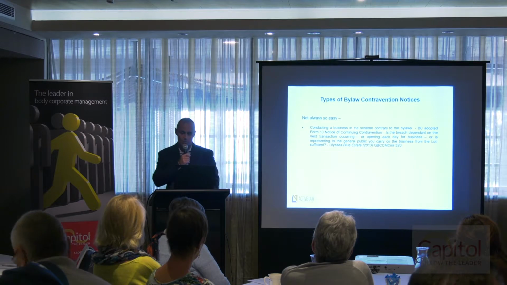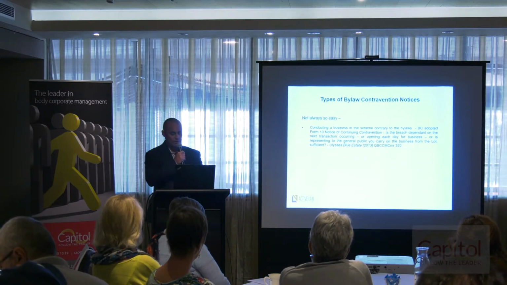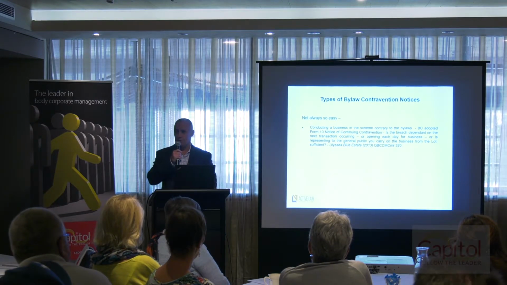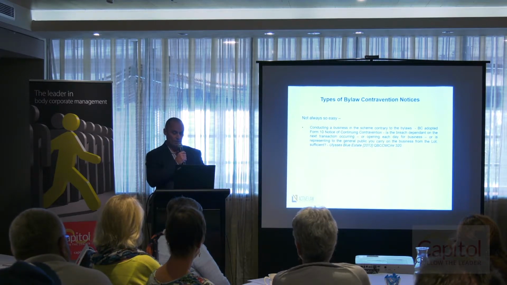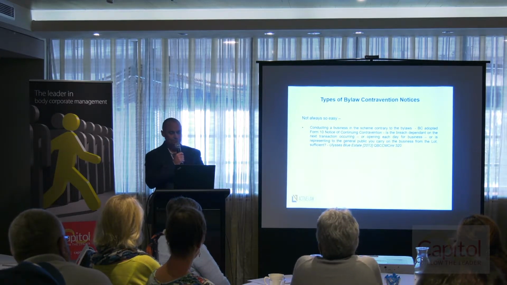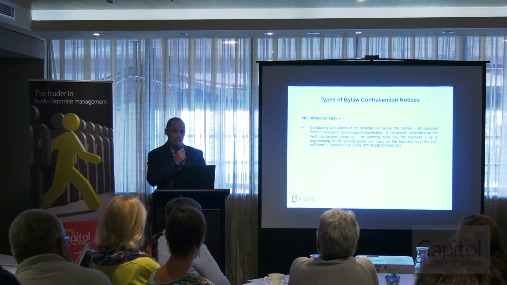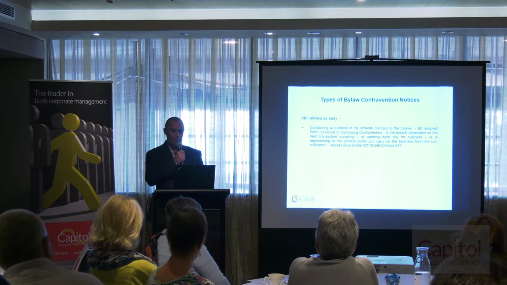Let's look at the example of Ulysses Blue Estate. This was an adjudication decision relating to the carrying on of a childcare business from a residential lot within a scheme in contravention of a bylaw which regulated that behaviour. The committee issued a notice of continuing contravention. So the question is, is it a continuing breach or is it a repeated breach?